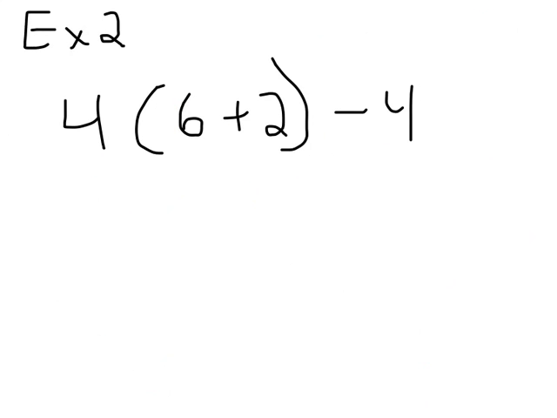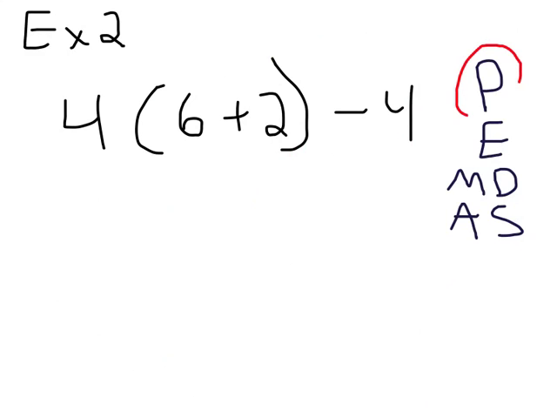Let's look at our second example. I have 4 times (6 plus 2) minus 4. My first step is going to be to write P, E, M, D, A, S on the side. This helps me know what my order of operations are. Let's start with the P. I notice that I do have parentheses. Here are my parentheses, so I'm going to do the operation inside of those parentheses first.